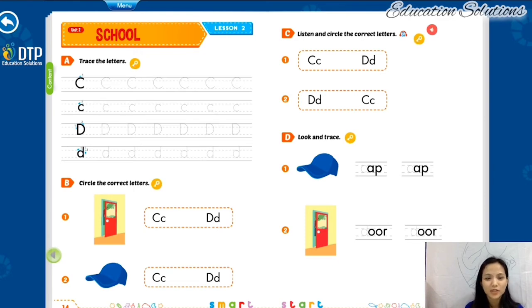Alright, A. Trace the letters. You will trace the letter C and D.